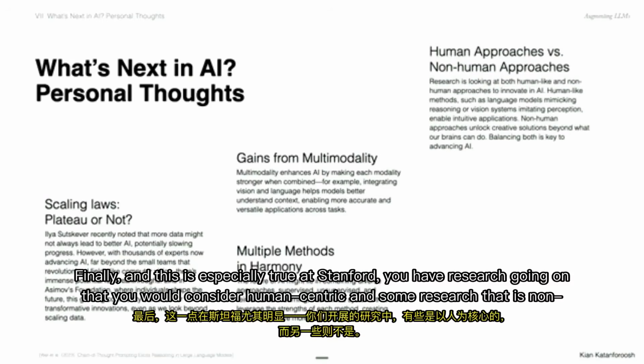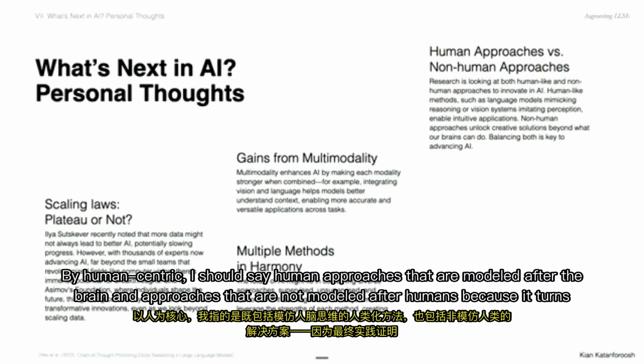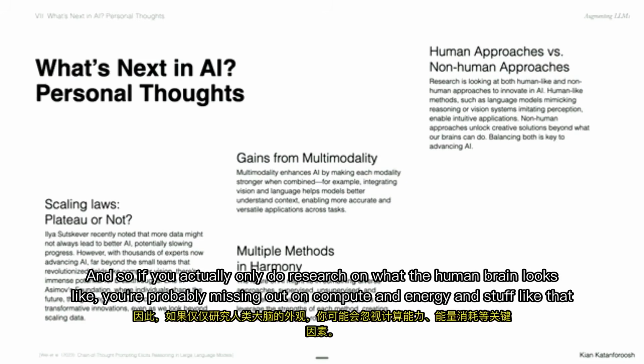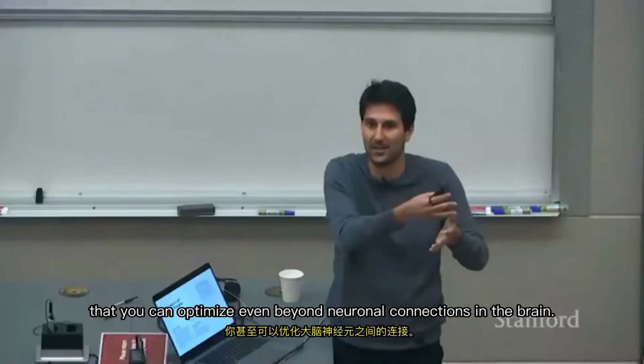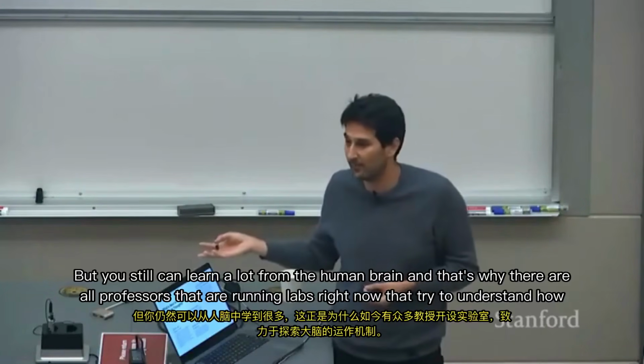Finally, and this is especially true at Stanford, you have research going on that you would consider human-centric, and some research that is non-human-centric. By human-centric, I should say human approaches that are modeled after the brain, and approaches that are not modeled after humans, because it turns out that the human body is very limiting. And so if you only do research on what the human brain looks like, you're probably missing out on compute and energy and stuff like that you can optimize even beyond neuronal connections in the brain. But you still can learn a lot from the human brain.